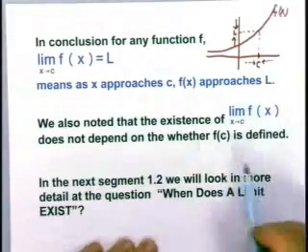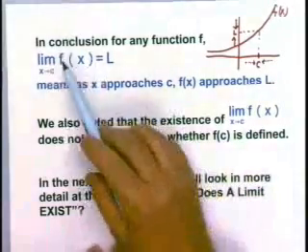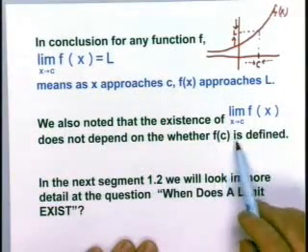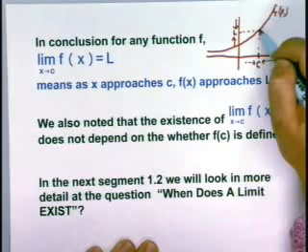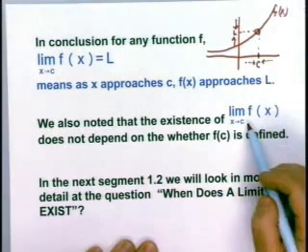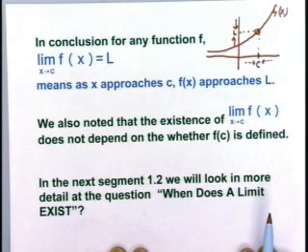We also noted that the existence of the limit does not depend upon whether the function is defined. So there could actually be a hole in the graph at x equals c, and the limit still exists. In the next segment, 1.2, we will look in more detail at the question, when does a limit exist?